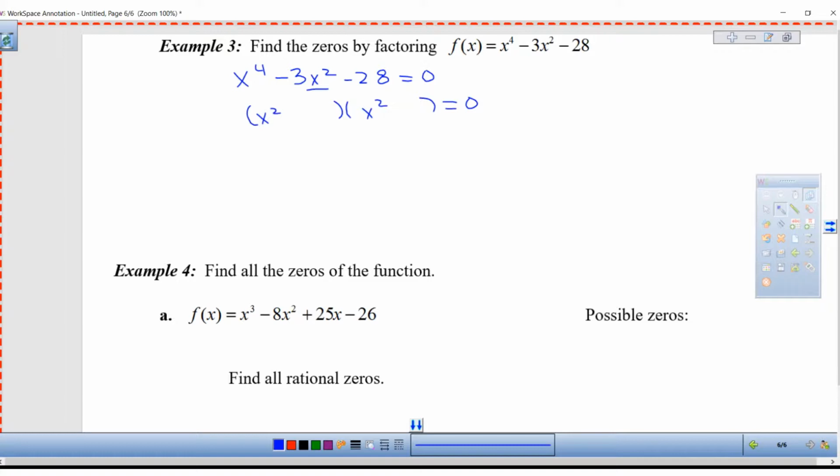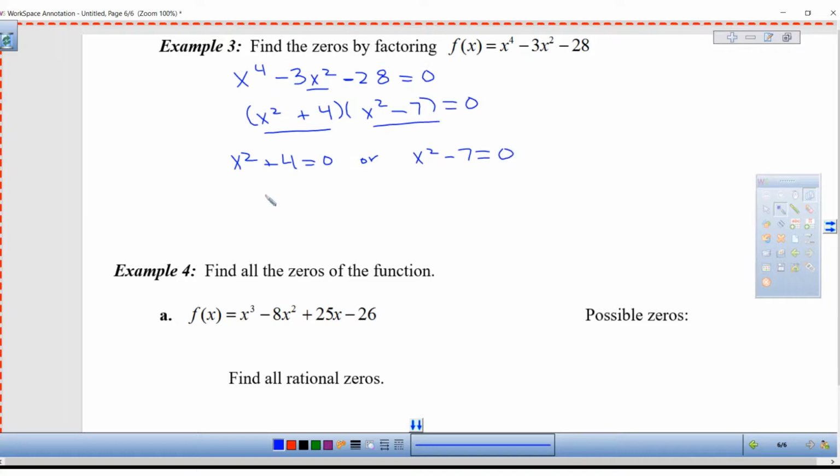Two numbers that multiply to give me 28 and subtract to give me 3 are 7 and 4. Okay, the biggest needs to be the negative, so it's going to look like that. So if I set this equal to 0, I get x to the second plus 4 equals 0. If I set that equal to 0, I get x to the second minus 7 equals 0.